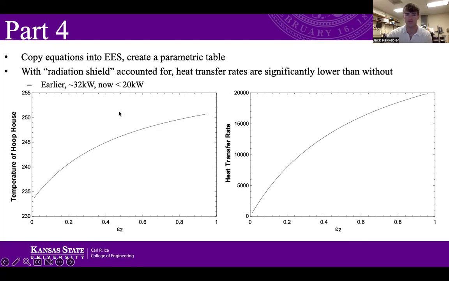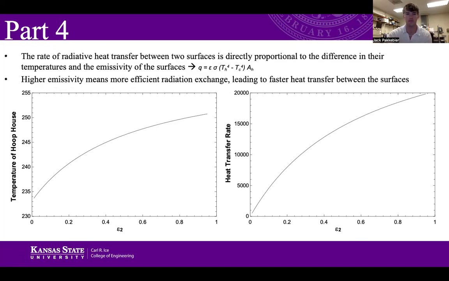Then on the left graph, you can see that as we increase the emissivity, the temperature of the greenhouse, or the hoop house itself, increases. So that will have effects when looking at the plants actually living in there, which I'll talk about.